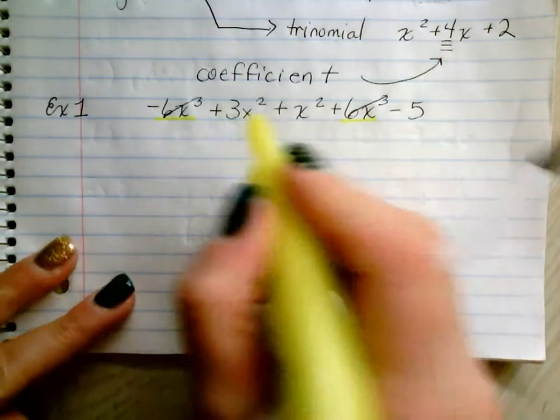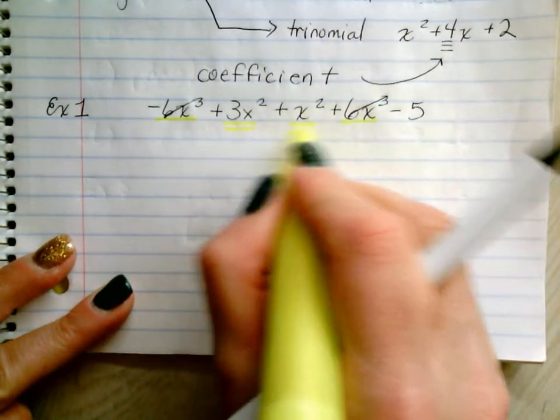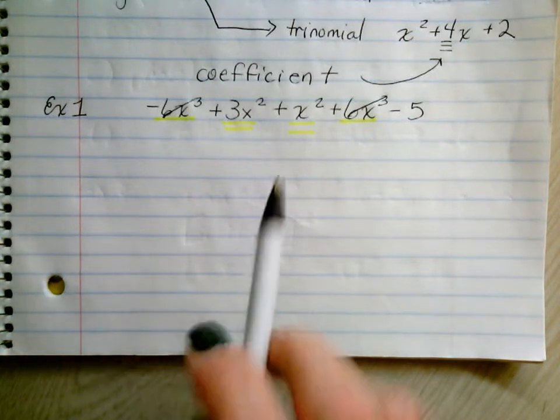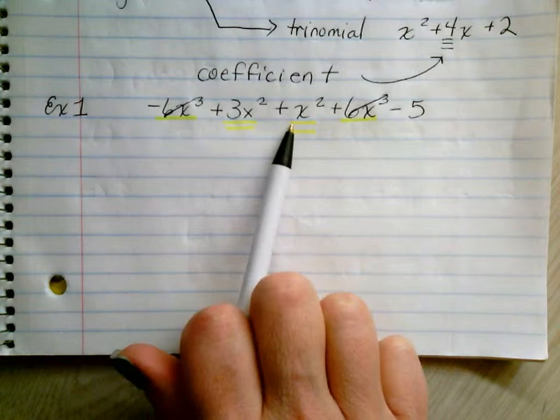The next variable that we're going to deal with is the x squareds. 3x squared, and this one has no coefficient, which means it's a coefficient of 1.